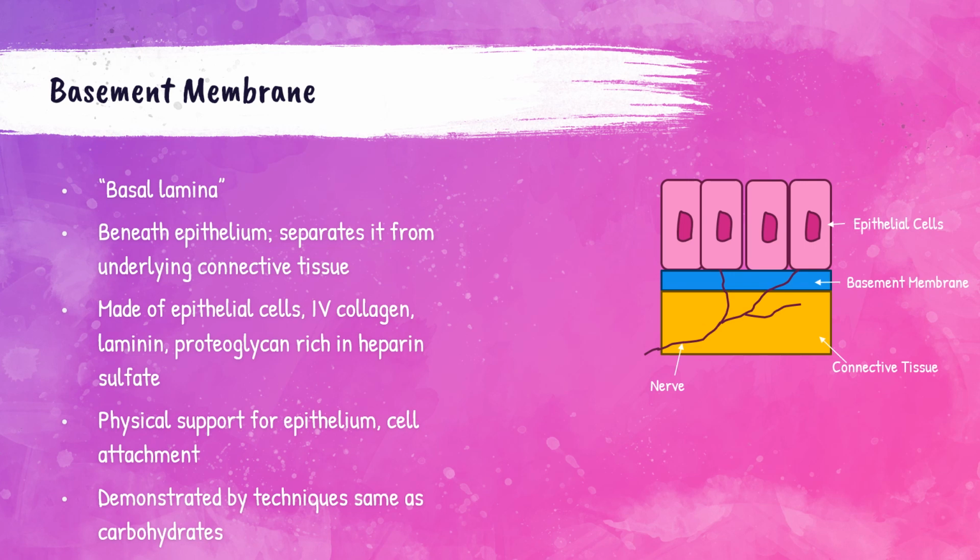I created this clip art here on the right hand side of the screen showing the location of the basement membrane in relation to both the epithelial cells and the connective tissue. So here are the epithelial cells, here's that basement membrane, the connective tissue here, and then nerves run through it as well. Hopefully that helps you get an idea of what we're talking about.